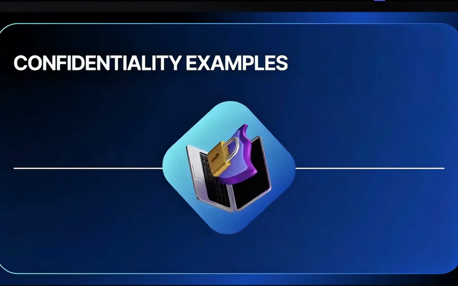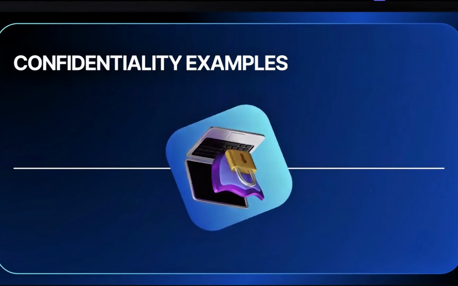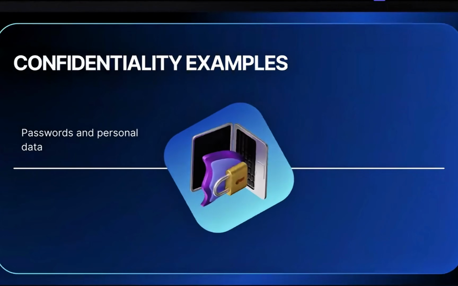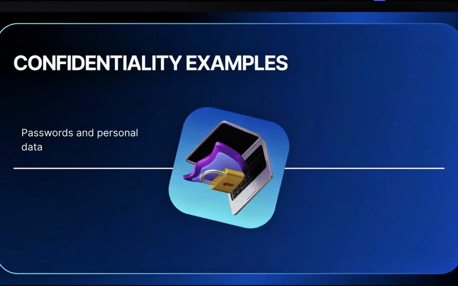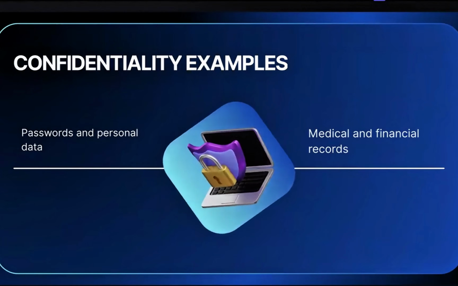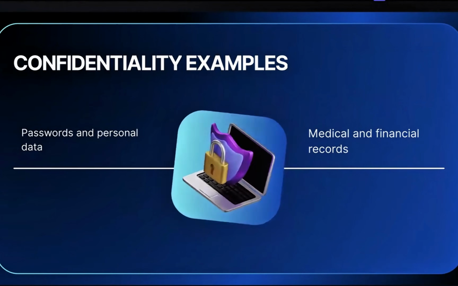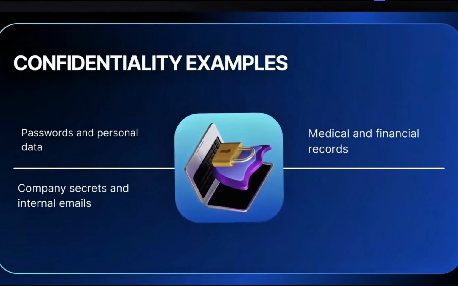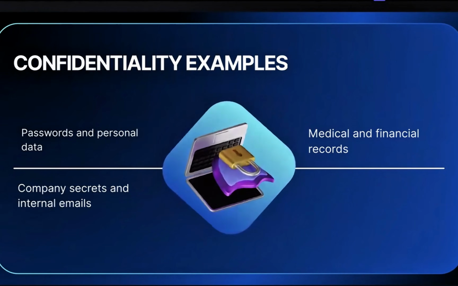Now, what are the examples of confidentiality? I've said that confidentiality protects information that should not be exposed. So, what are the examples? We can have passwords and personal data that must remain private. Another one is medical and financial records that require strict protection. The third one is company secrets and internal emails that must stay confidential.